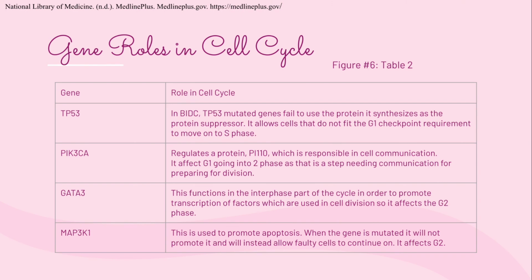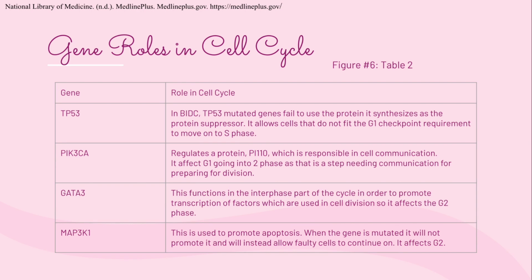The next one is PIK3CA. This one regulates the protein that I mentioned earlier, which is responsible for cell communication, and it's really in the G1 to S phase area, since the cell is preparing for division and needs to communicate to know that these processes are finished.